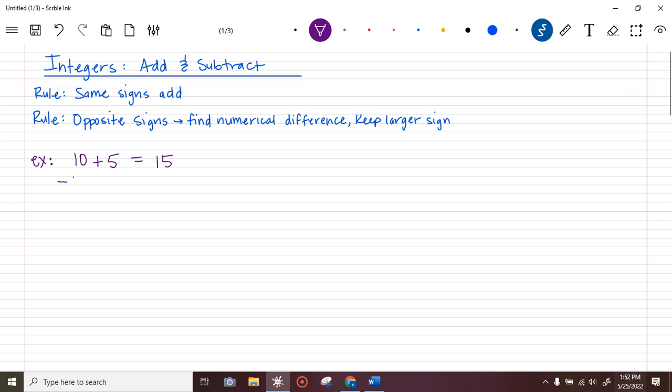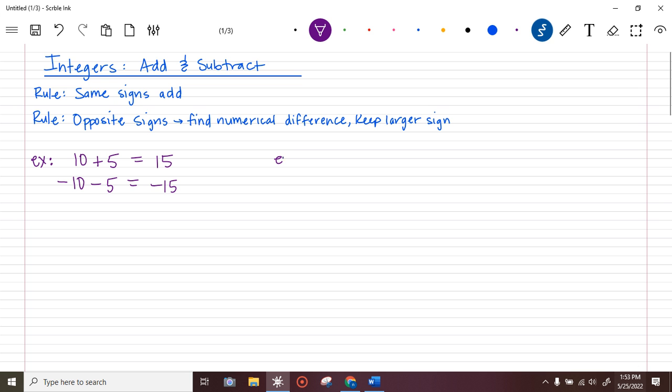The same goes for if you have two negatives, so like a negative 10 and a negative 5. Same signs, you add the numbers up, so 10 and 5 make 15, and then it's just negative 15. It's kind of like owing money. You spend 10, then you spend 5 more, and now you've spent negative 15.